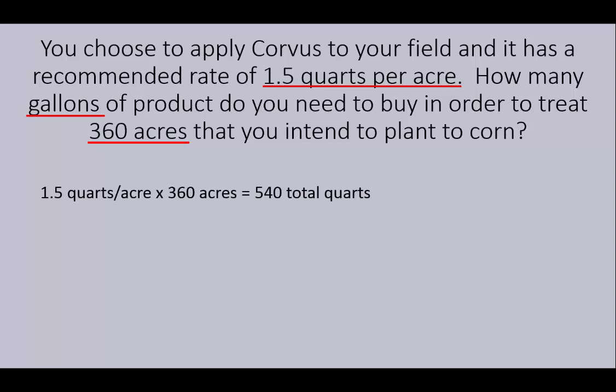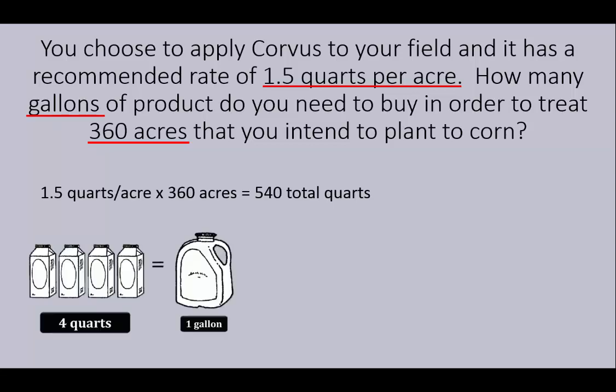But our question asks for gallons, so we need to convert quarts into gallons. 1 quart is a quarter, or 25% of a gallon. Therefore, there are 4 quarts in 1 gallon. We can divide our 540 quarts by 4 quarts per gallon to get 135 gallons of Corvus to spray our field.